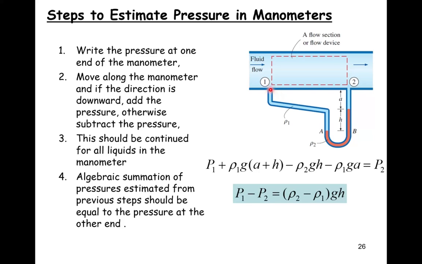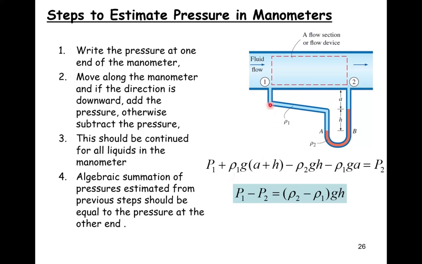Let's say, for example, we start at this point. We move along this tube, and as we go down, we add pressure. When we go up, we deduct the pressure. Let's look at this one, for example. At point 1, pressure is P1. Now we're moving down.